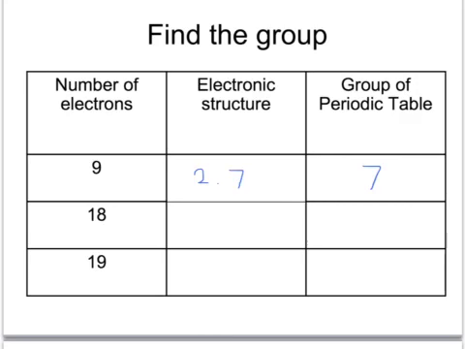With 18 electrons, it's going to be 2, 8, 8. Now the group here is actually called group 0. It used to be called group 8, but it does tell you that it's got a full shell and therefore none in the very outermost shell. And with 19 electrons, it's going to be 2, 8, 8, 1. So that one is in group 1.